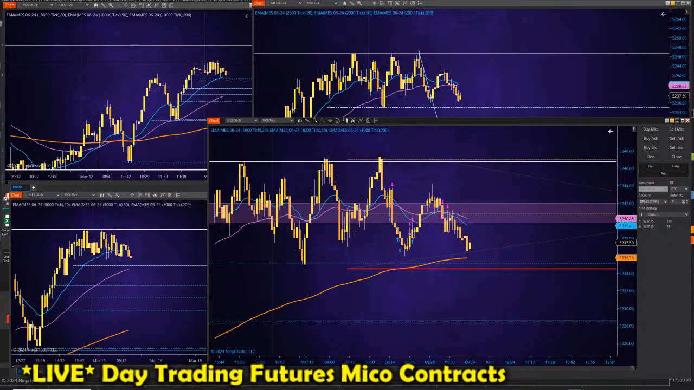So we're just looking for a pullback at the moment. Let's find a pullback at the moment. And if it doesn't pull back, then we won't be able to do anything here. And if it does pull back, then we're all set for a trade.